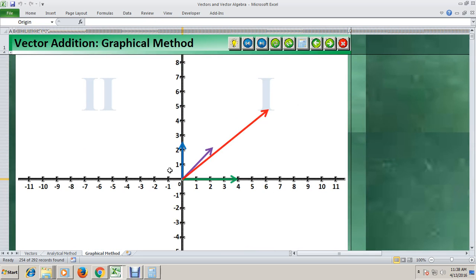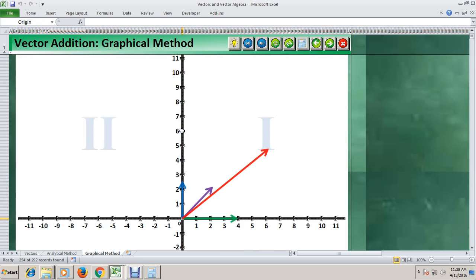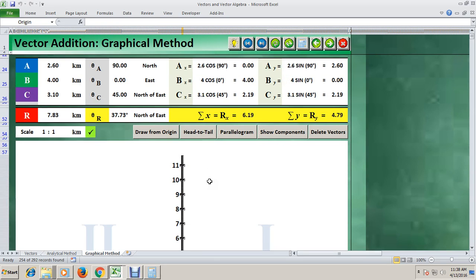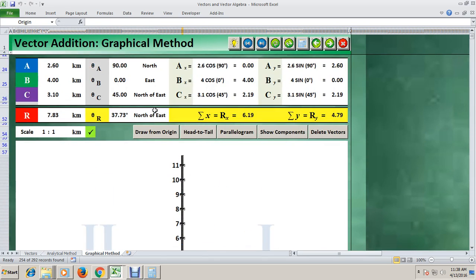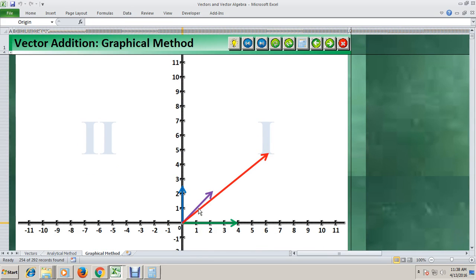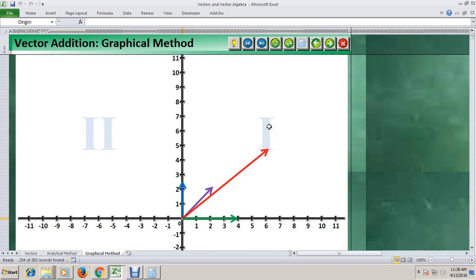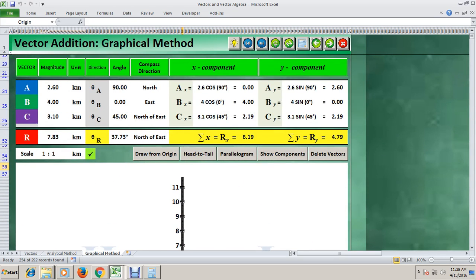Okay, so this is your first vector, drawn north. The second vector, the green vector, is drawn east. And the third vector, the purple vector, is drawn 45 degrees north of east. The 45-degree angle is this one, as measured from x. Now, the resultant vector is the red vector or the red arrow. So, how did we come up with 7.83 kilometers, 37.73 degrees north of east?